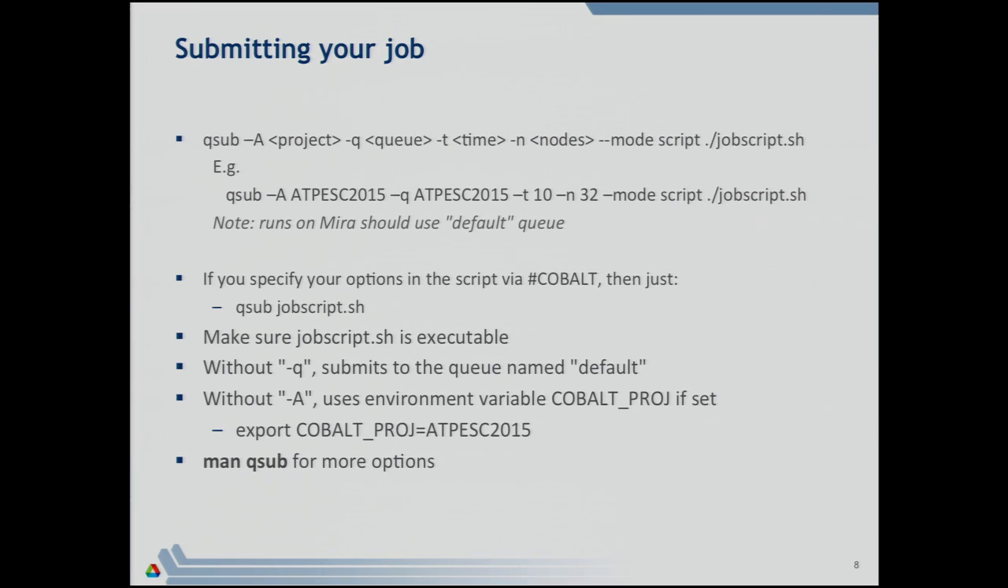If you don't specify a queue, it will go to the default queue. And for @pesc, we have some special queues set up. I'll talk about that on a following slide. And you need to specify a project here to bill the time to, right? So @pesc has a project, and it would be kind of annoying to type that every single time. So I'll just give you a handy tip: if you set the shell environment variable COBALT_PROJ, for project, to @pesc, then you won't have to type the -A or even put it in your job scripts, because it will pick that up from your environment and use it as the default.